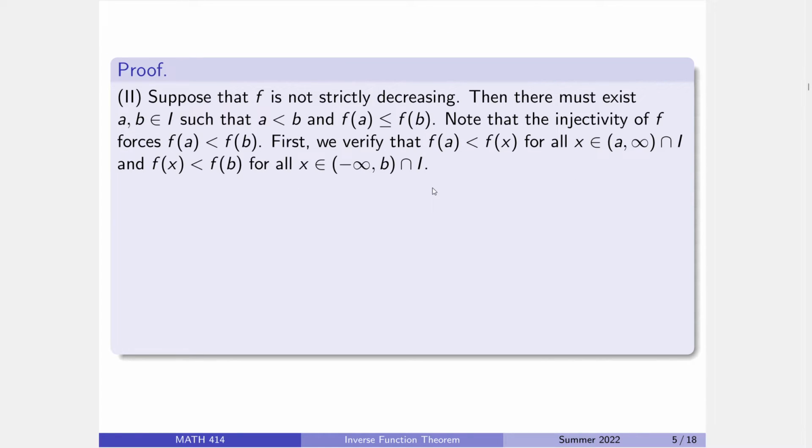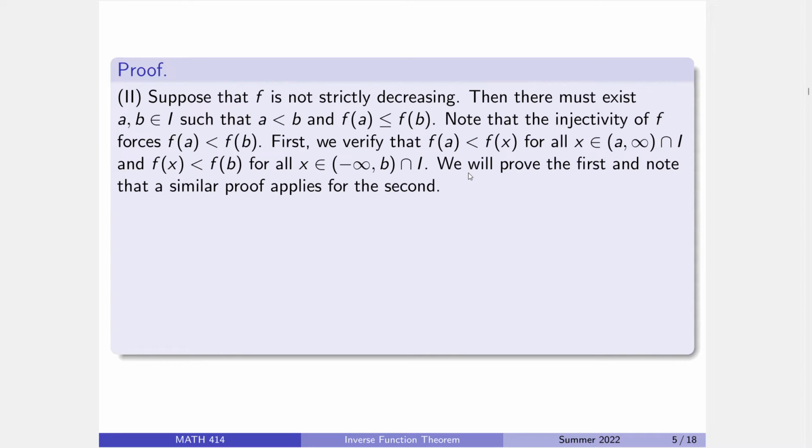The first thing we're going to verify is that f of a is less than f of x for any x in the interval I that's bigger than a. And likewise, f of x is less than f of b for any x in the interval that's less than b. And as always, I'm only doing half the work. If you want to do the other half, you do that on your own time. Again, it's an identical proof, change inequalities and change some symbols.